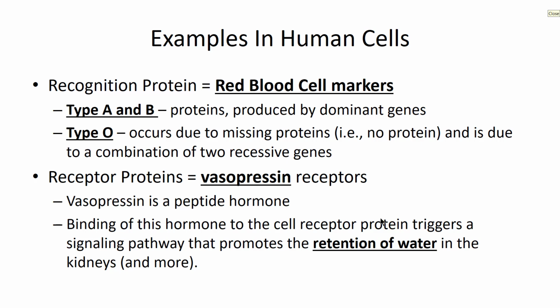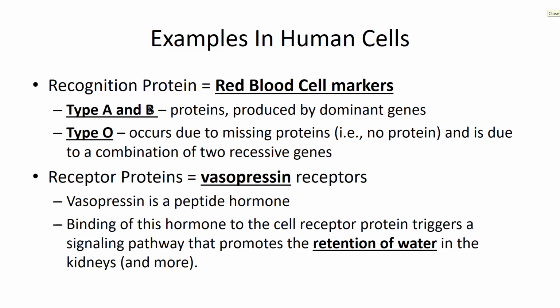A couple of examples to relate these to the human body. An example of recognition proteins would be red blood cell markers. So you might think of your own blood type. Your blood type will either be A, B, AB, or O. There's actually only two recognition types, which are type A and type B. So generally, you'll have one or the other. That's what's most common: you'll have type A or type B blood.